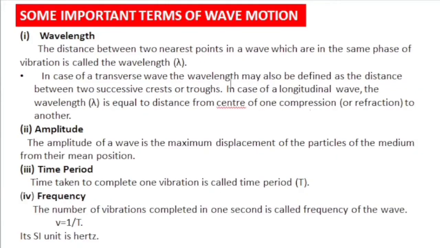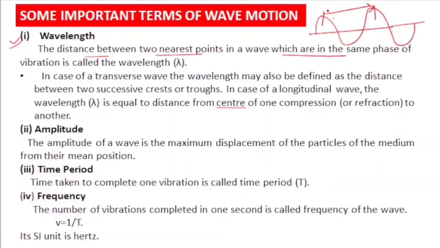After this, there are different terms related to waves. You already studied oscillation in the previous chapter, so again we are just going to revise all these terms. Suppose a wave is formed in this manner, right? So the first term is, what do you mean by wavelength? It is the distance between two nearest points in a wave which are in the same phase. Suppose this point and this point are in the same phase. So the nearest distance between them is called wavelength. Or the distance between this one and this one, both are in the same phase.